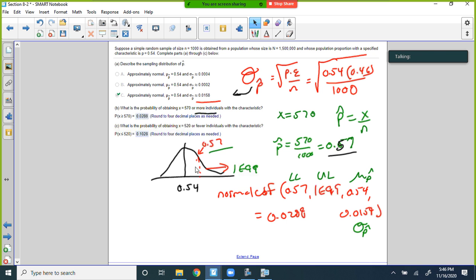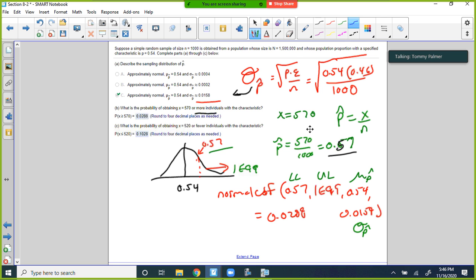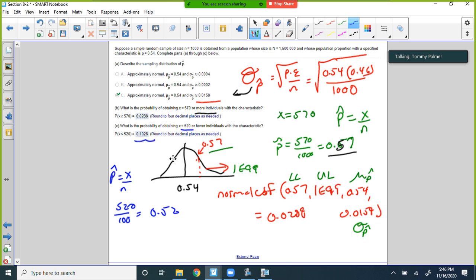All right. I'm just going to set this one up, for sake of time. This is: what's the probability of obtaining 520 or fewer, right? So we're looking at, that's again an X value, right? So p hat equals X over N, so 520 over 1,000, which is 0.52. So we're looking here at 0.52.